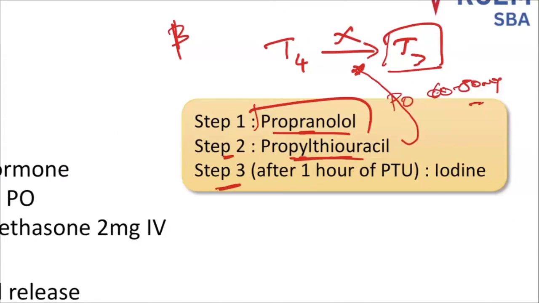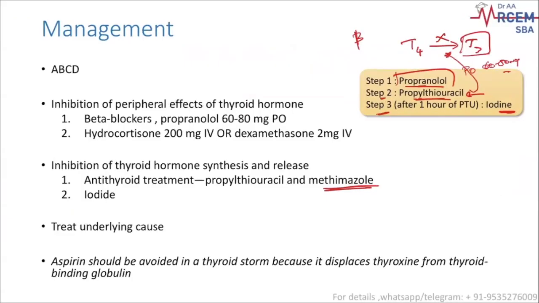After 1 hour of starting propylthiouracil, that's when you add iodine. Do not immediately add the iodine. If you immediately add the iodine, there will be increased production of the thyroid hormone. You need to wait at least 1 hour after giving anti-thyroid medications to add iodine. That's all you need to remember. The rest of the things is mainly for the practical purpose.